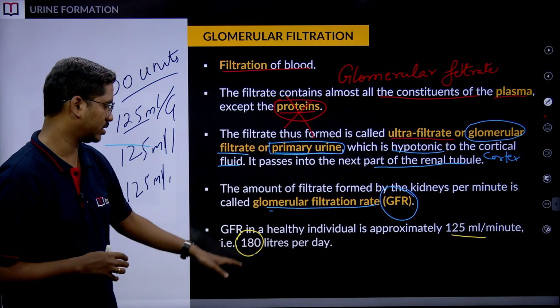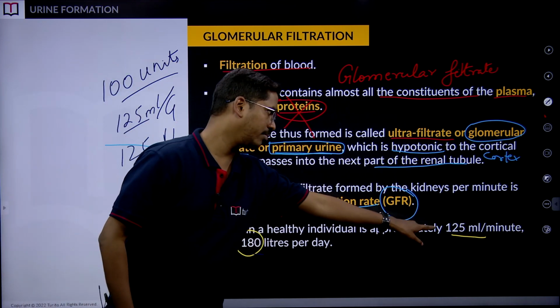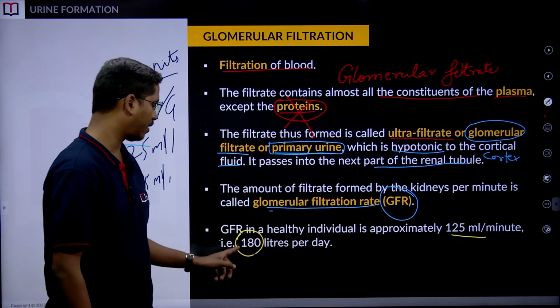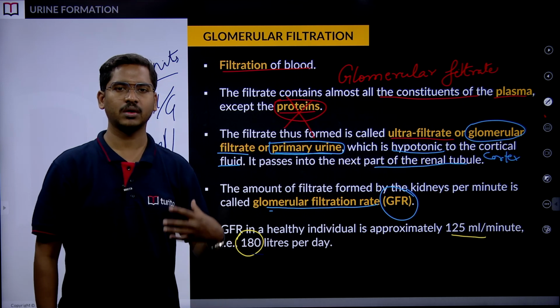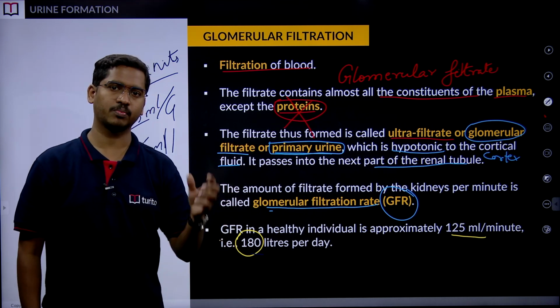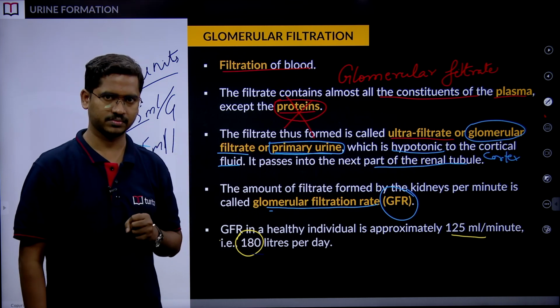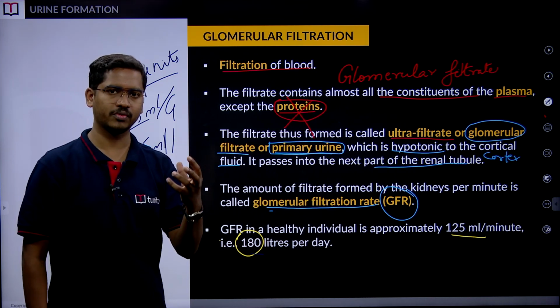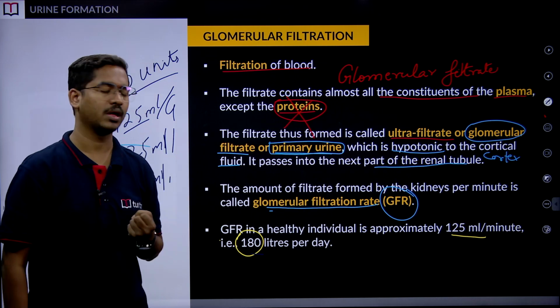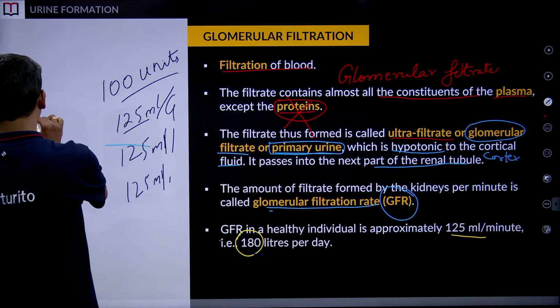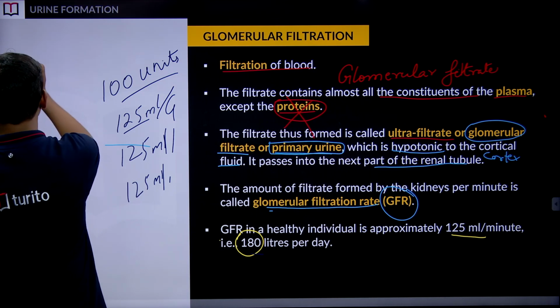So, that is why it is mentioned here as 125 ml per minute is the rate, and 180 liters per day of fluid is passing through the glomerular filtration. The glomerulus, which is present inside the Bowman's capsule, that is what it is saying. Hope you understood that. Let us move forward.